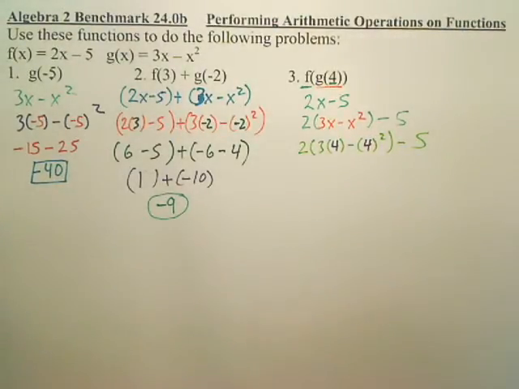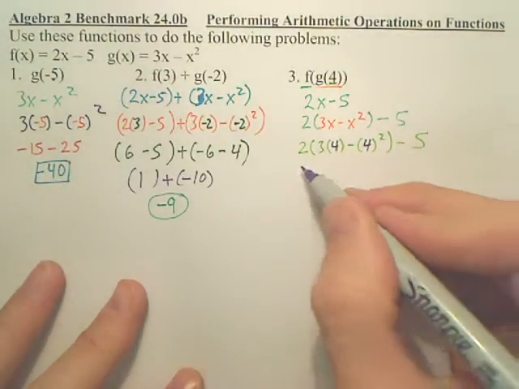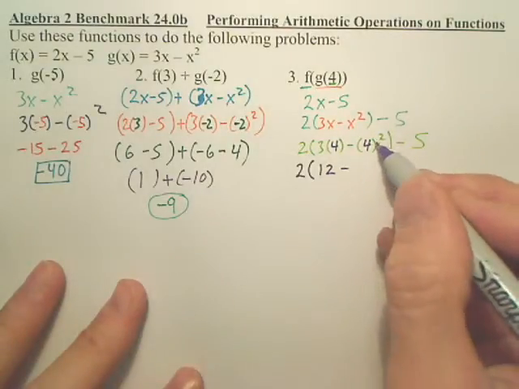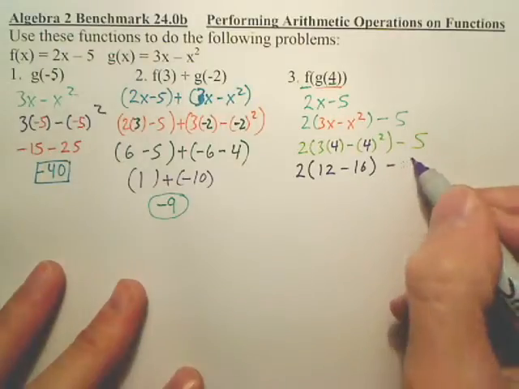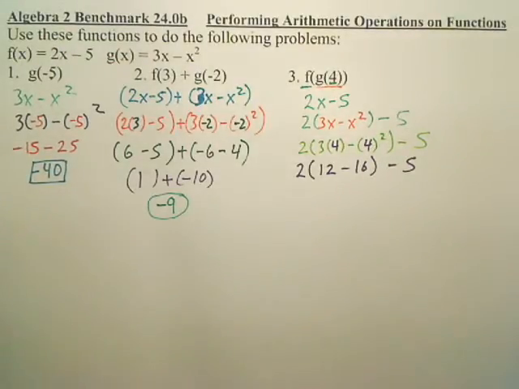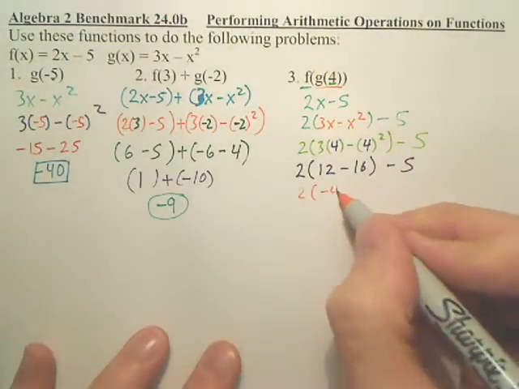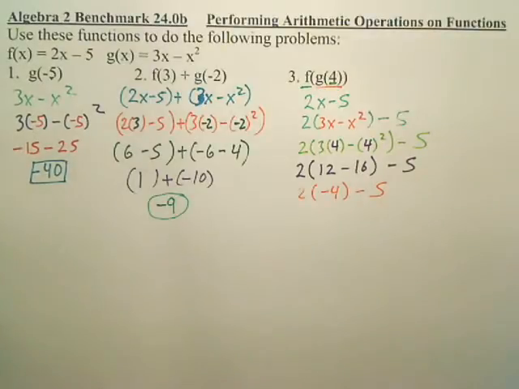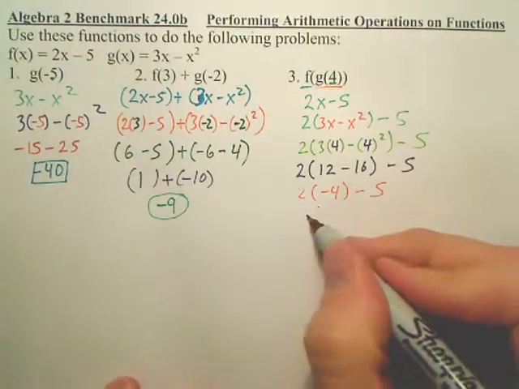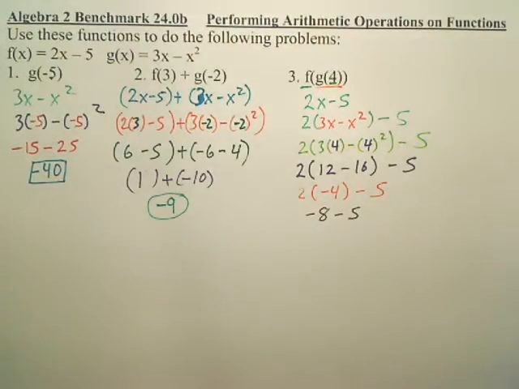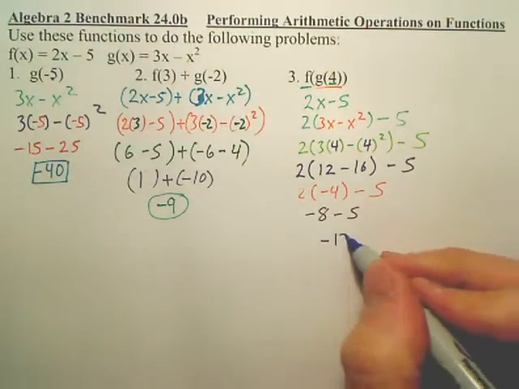Now we got to do all the math. This is kind of like a double composite. You're plugging one thing in and then another thing in. Okay, so that's 2 times 6, that would be 12. That would be 4 squared is 16. Don't forget the minus 5 at the end. This becomes 2 times, looks like negative 4. 2 times negative 4 is negative 8 minus 5. So my final answer is negative 8 minus 5, which is negative 13.